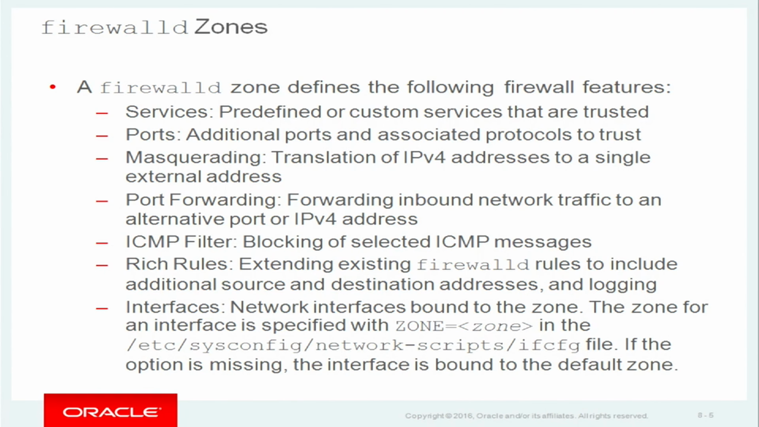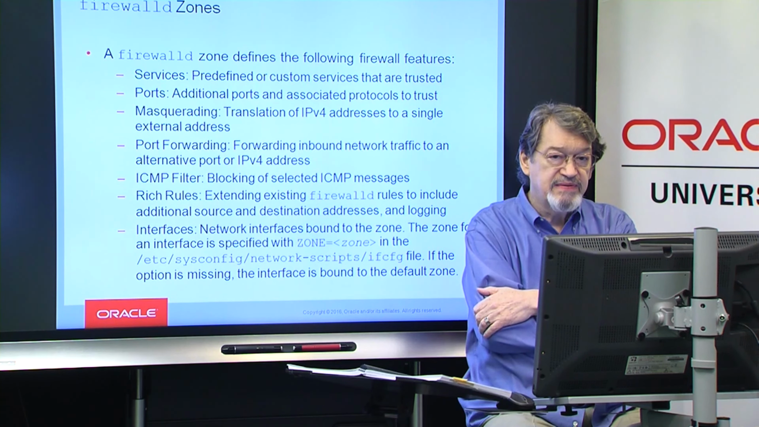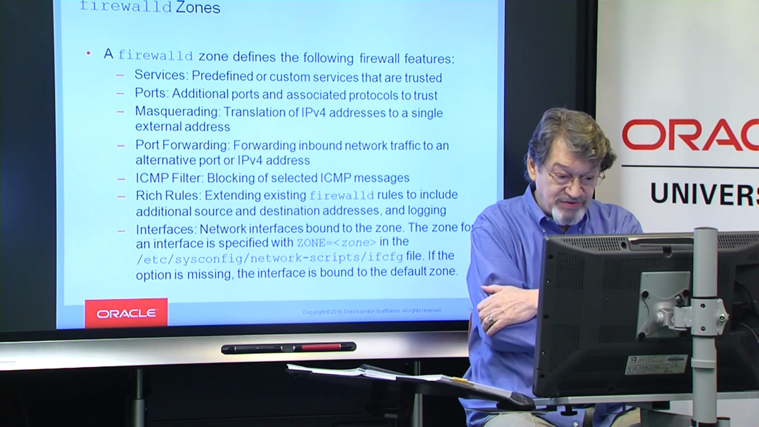One of the features of firewalld, we have rich rules. It extends existing firewalld rules to include additional source and destination IP addresses and changes the level of logging. But you had destination and source IP addresses in iptables. So that's not bad.